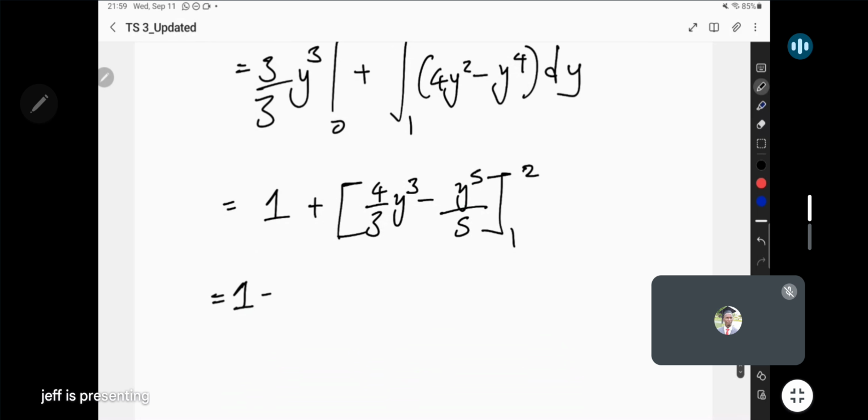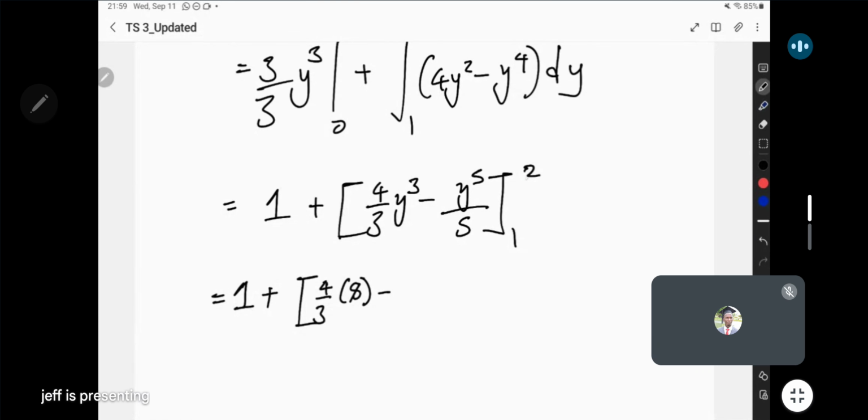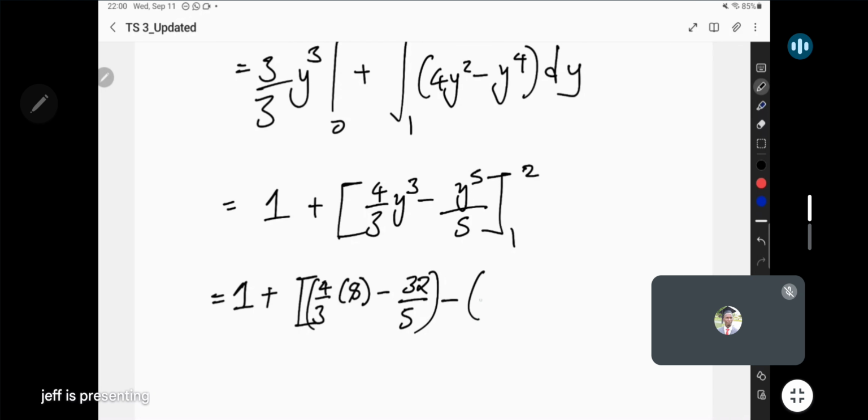So this is now 1 plus. When you put the upper limit, this will be 4 over 3, 2 to the power 3, that will be 8, minus 2 to the power 5, that is going to be 32 over 5, and then minus the lower limit now. The lower limit will still have just 4 over 3 minus 1 over 5. So this is what we'll have to simplify.